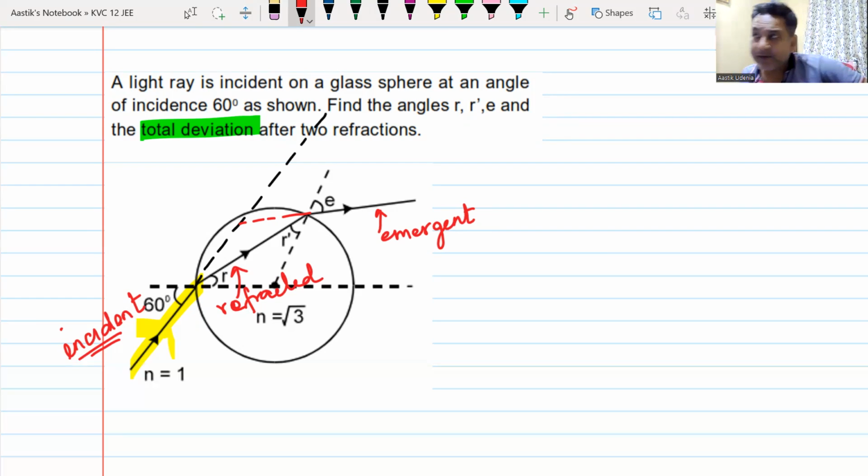Remember, the name of this chapter is ray optics. The other name of this chapter is geometrical optics. Why is it known as geometrical optics? Any idea? No idea. Get an idea. Why is it known as geometrical optics? Because this entire chapter is about geometry.